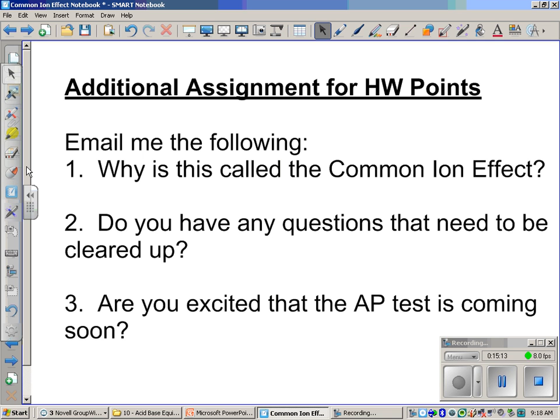And then I also need you to shoot me a quick email. I want you to explain to me in the email why this is called common ion effect. If you don't know, then go back to the beginning of the video. Number 2, just let me know if you have any questions or anything like that. And then 3rd, let me know how excited you are that the AP test is coming very soon.